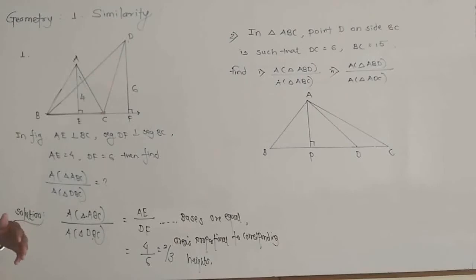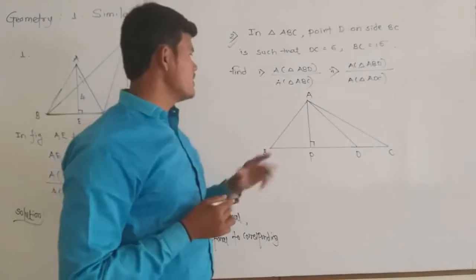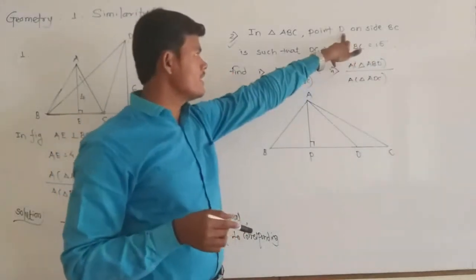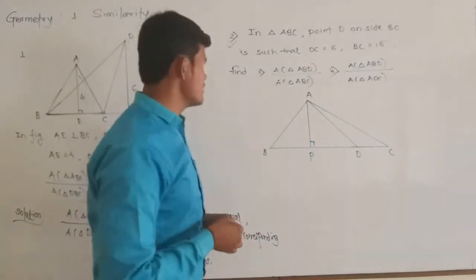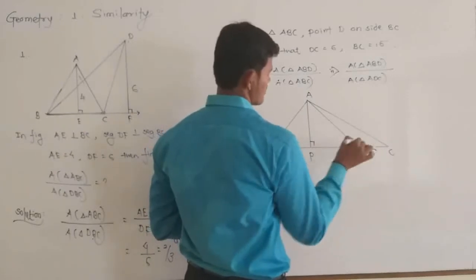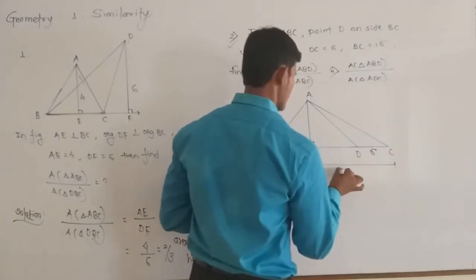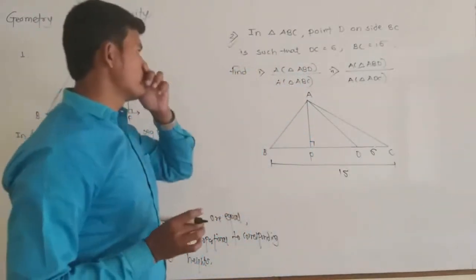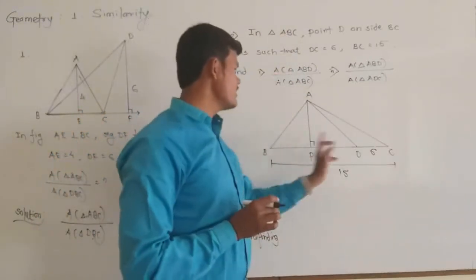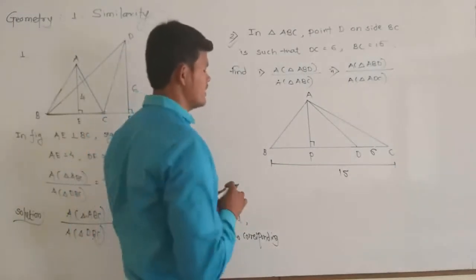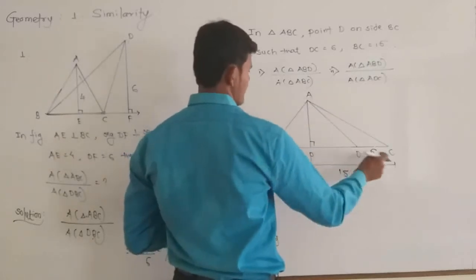Okay. Now let's take another example. In question number two, in triangle ABC, point D is on side BC such that DC is equal to 6 and BC is equal to 15. Then find the ratio of area of triangle ABD to area of triangle ABC. Also find the ratio of area of triangle ABD to area of triangle ADC.